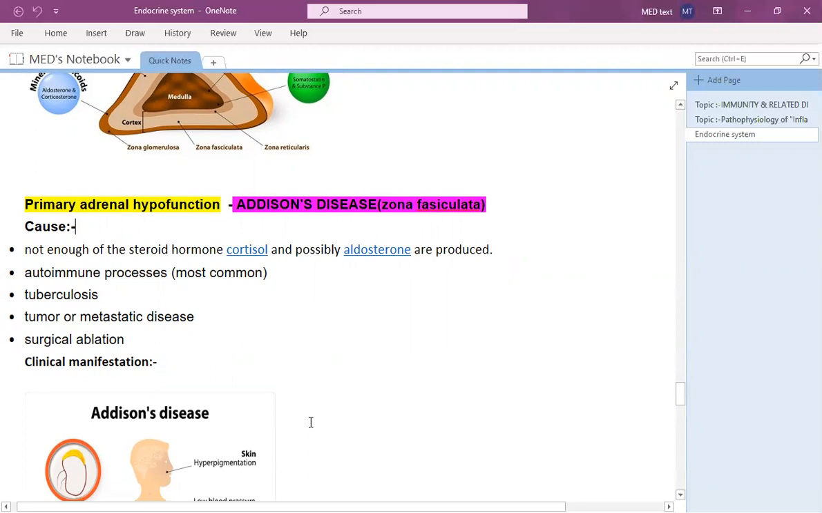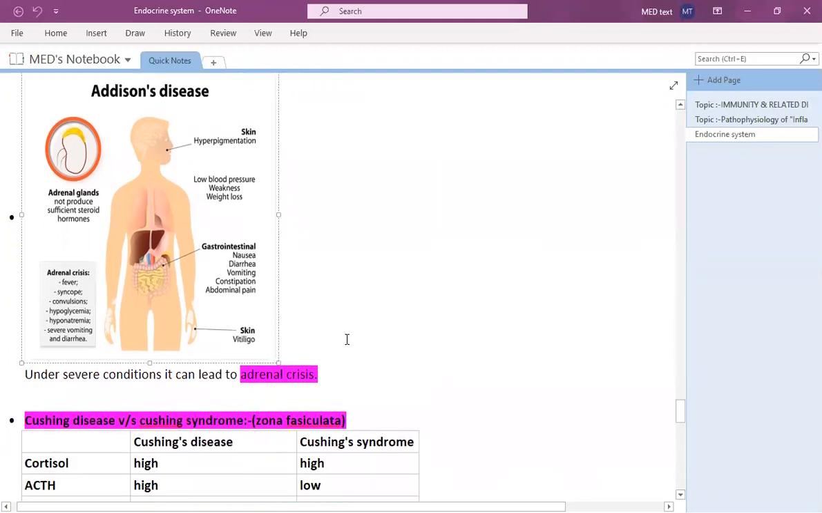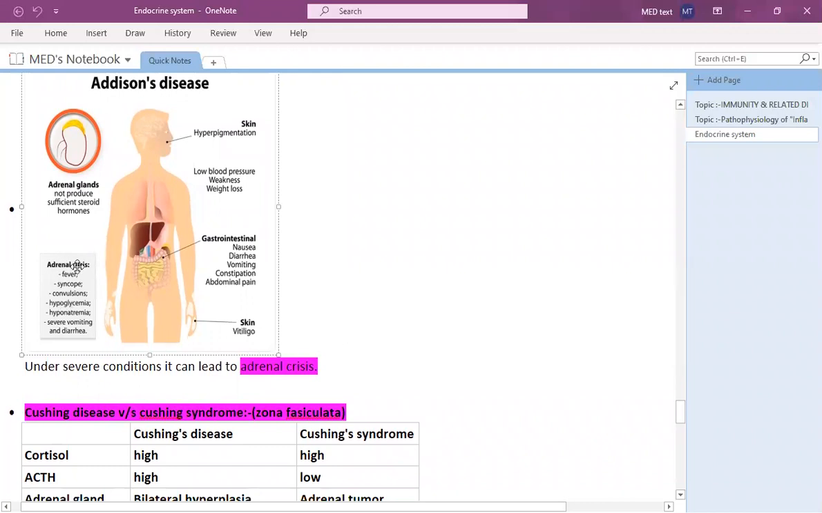All right. So, what are the clinical manifestations of this Addison's disease? Now, since the adrenal gland is affected, it cannot produce steroid hormones. That's the main thing. Then, hyperpigmentation is possible. Low BP because of less activity of corticosteroids. Weakness and weight loss can be possible, and GIT symptoms are mainly nausea, diarrhea, vomiting, constipation, etc. And the skin goes dry, so it's vitiligo, and adrenal crisis may develop.